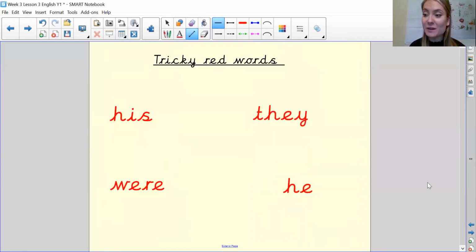Okay, so some tricky red words that might come up when we're writing our story. Let's have a look at this first one over here. We've got his. Do you know this one here? They. Do you know this one? Were. And down here we've got he. Fantastic. Now they're tricky red words because we can't sound them out. We just need to know those ones.